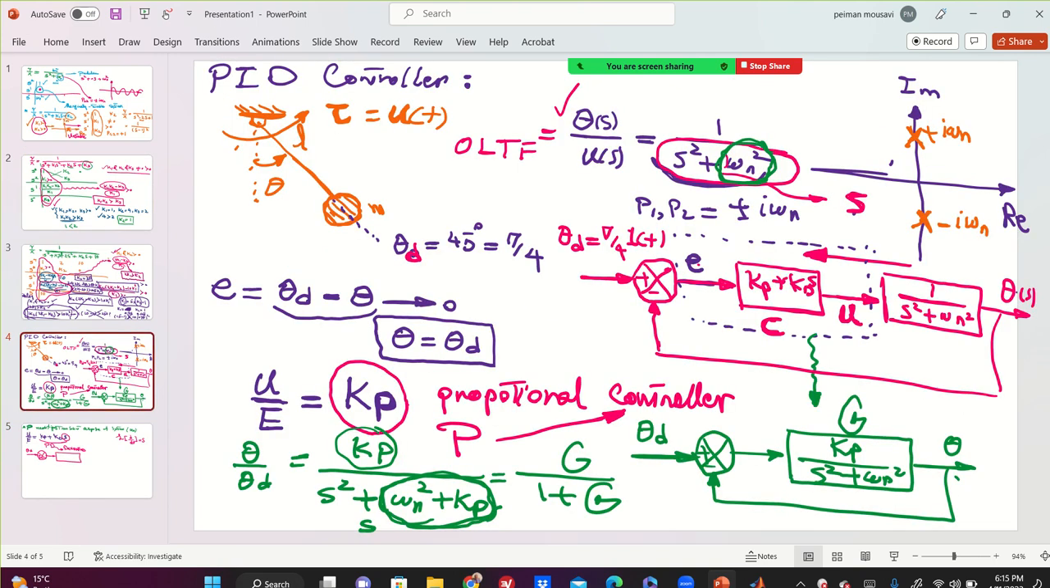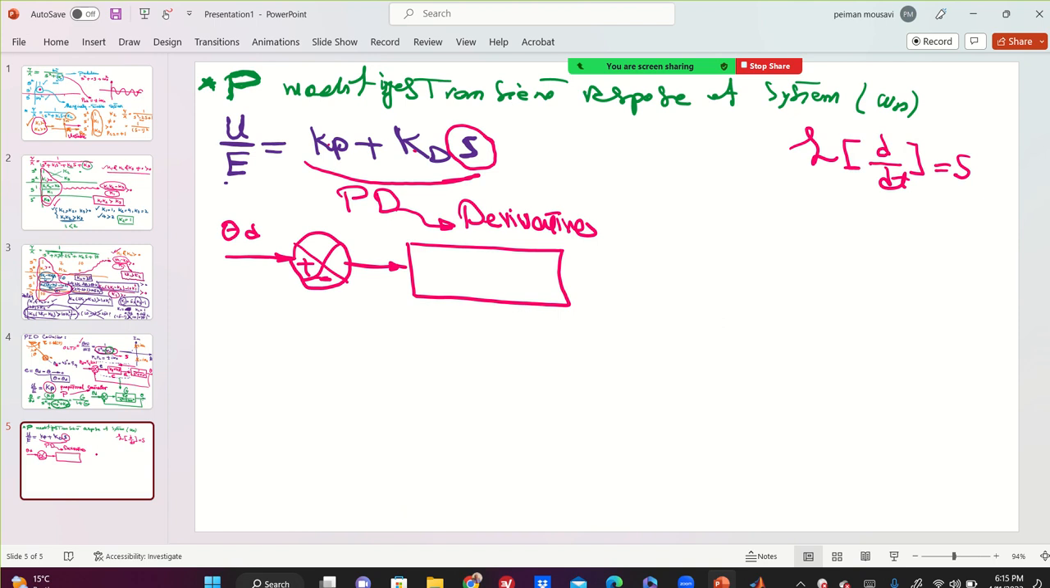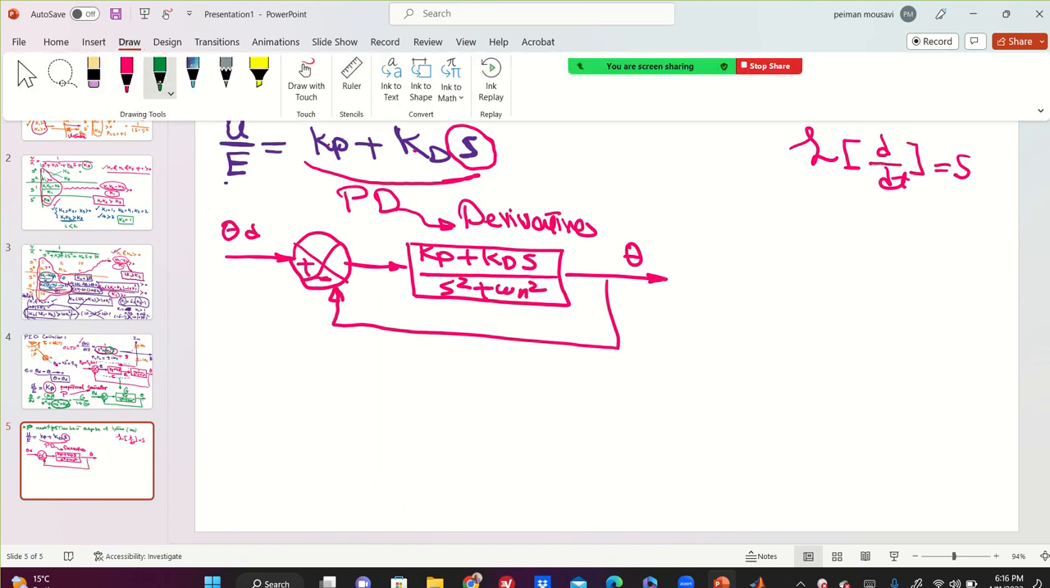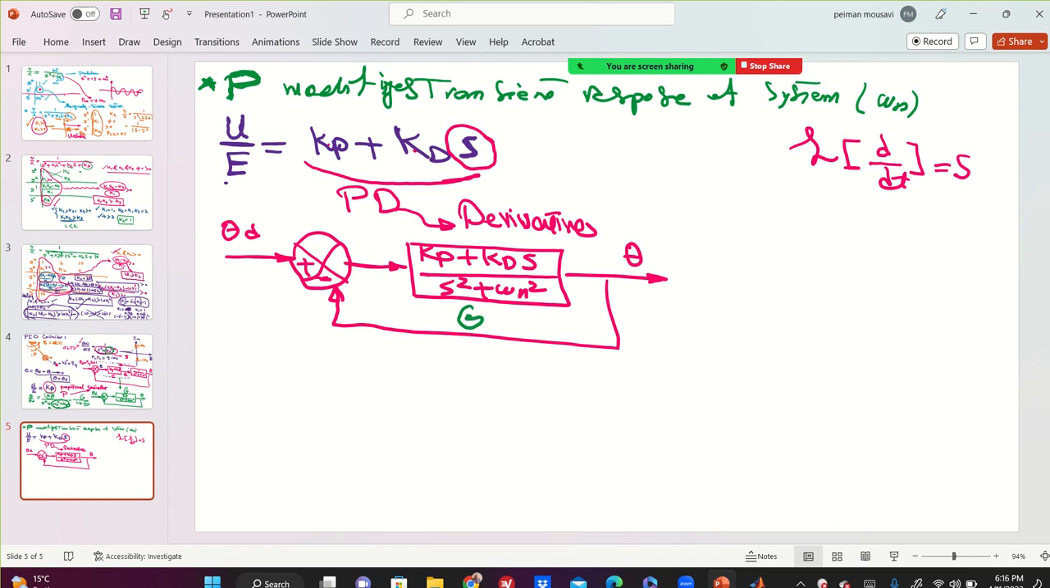You are multiplying this by this, right? As I told you, it's going to be Kp plus KDS divided by S square plus omega n square. This is going to be theta over theta d. Here we go, and this is your new G. So the closed loop transfer function by adding the PD controller is going to be G over 1 plus G.